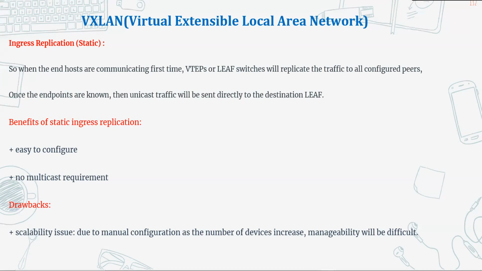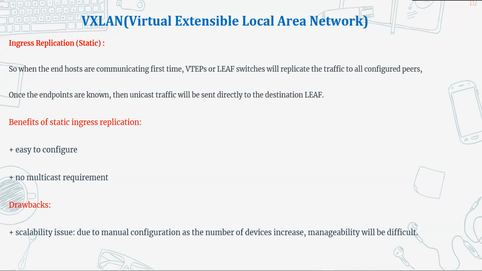It is very easy to configure. I'll show you today. And in the underlay, there is no need for multicast. The drawback is that it is not scalable. You can imagine that we need to configure all the remote VTEP or leaf switch IPs manually. Let's say you have a small network. In a small network it is perfectly fine because you have a small number of leaf switches, so you can do the manual configuration.